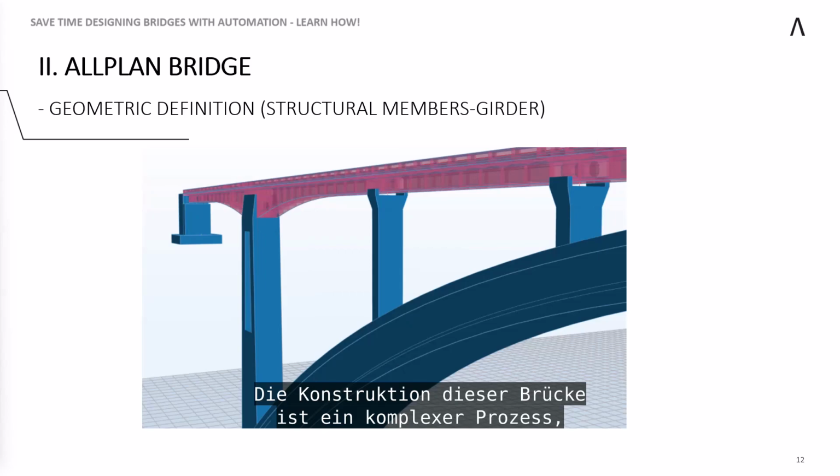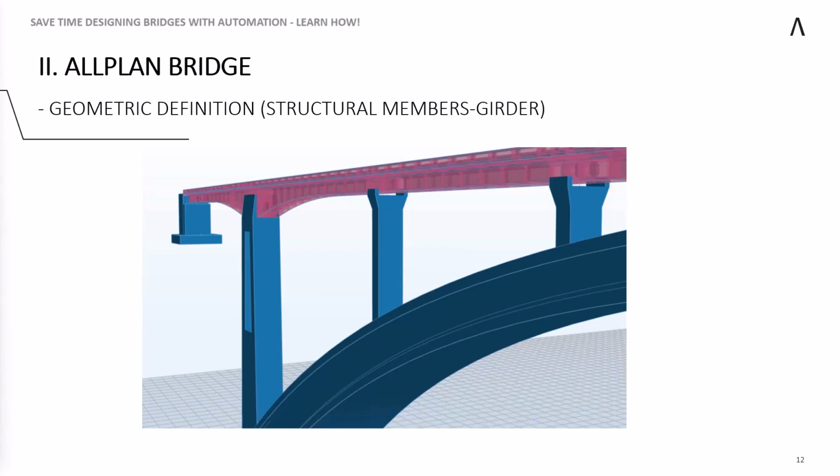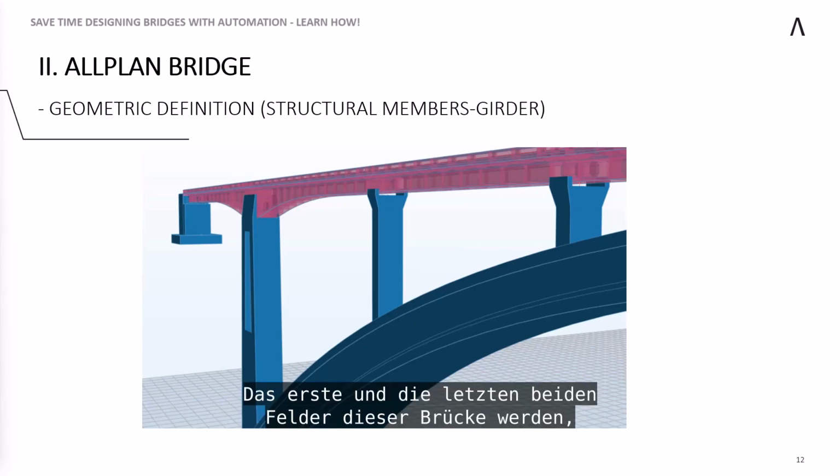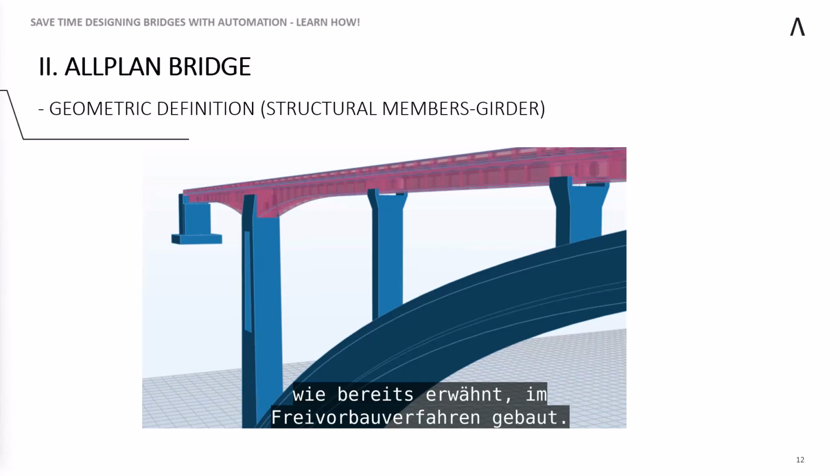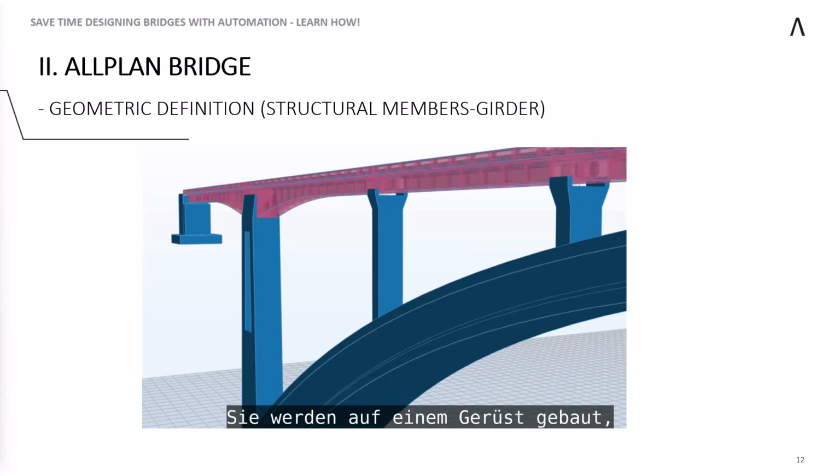The construction of this bridge is a complex process that involves different methods for different spans. The first and last 2 spans of this bridge will be constructed using the balanced cantilever method, as I stated. Moving on to the other spans, they will be built on scaffold that's supported by the arches, utilizing the post-tension method.